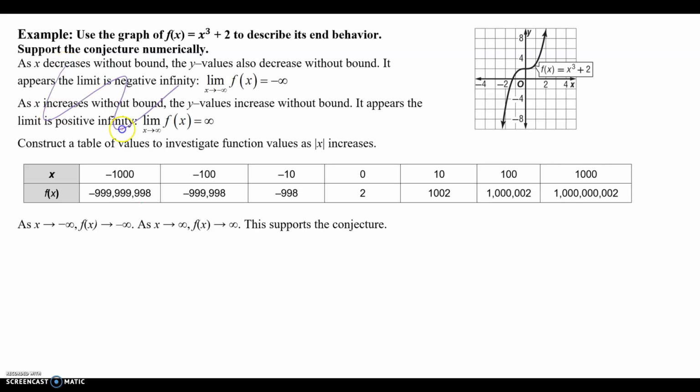Normally you wouldn't have all these words. You would just be given either the equation or the graph. But we're going to give you both just for this example. So given this graph of x cubed plus 2, what you would do is you're going to make a table. So here is the table that you would make. What you're going to do is you would start with x. You would write all of these values: negative 1,000, negative 100, negative 10, 0, 10, 100, and 1,000.